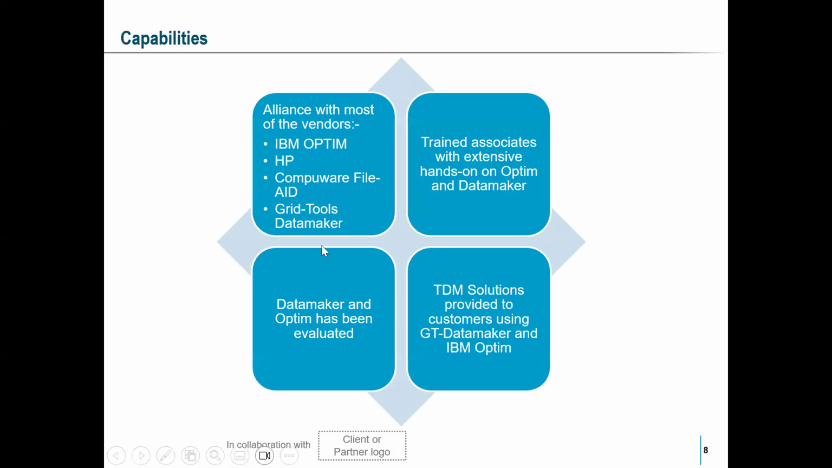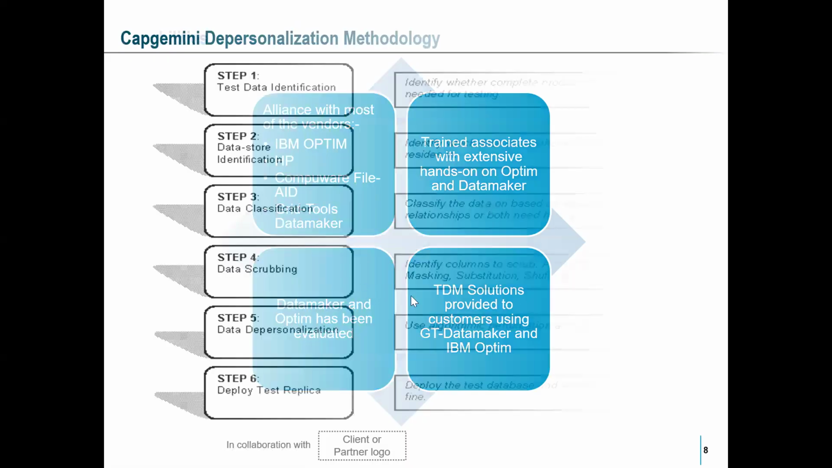These are the TDM tools. IBM Optim, it's a data masking tool. IBM Optim, HP Computer, File8, Grid tools. Right now, CA acquired this tool. Trained assert with a. This is the company capability.